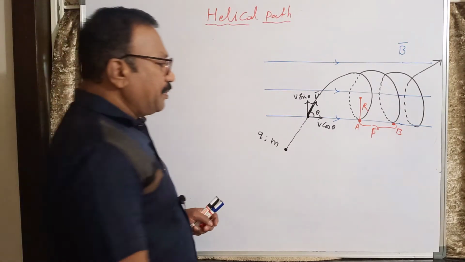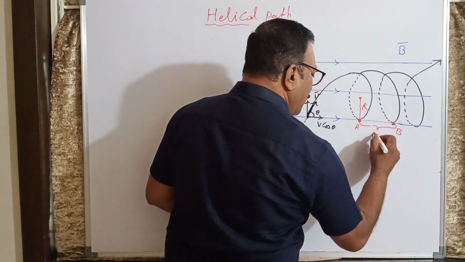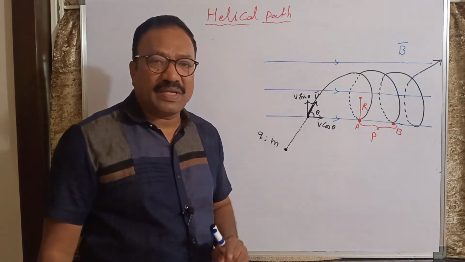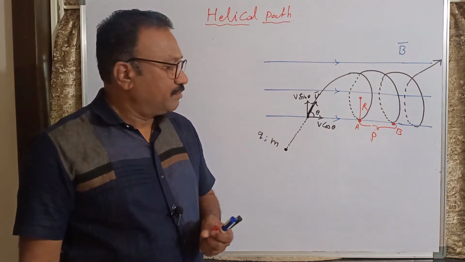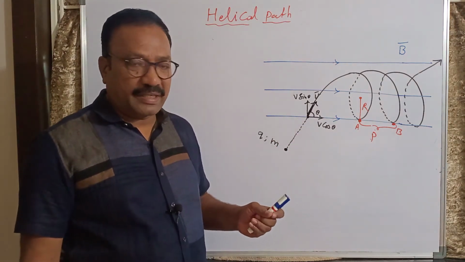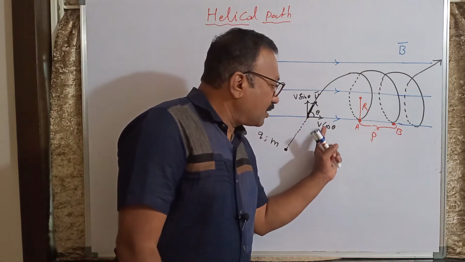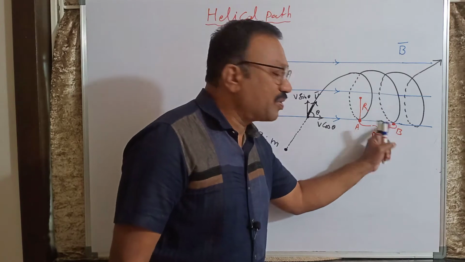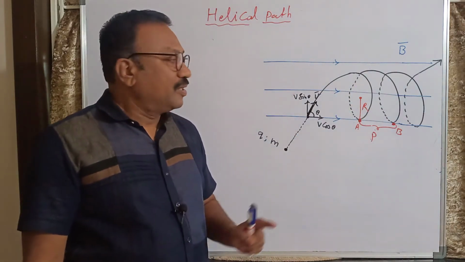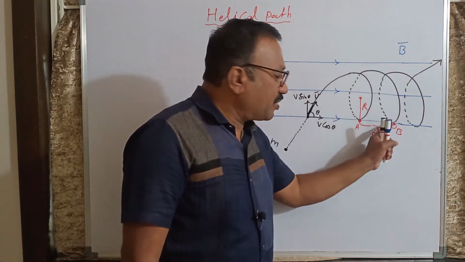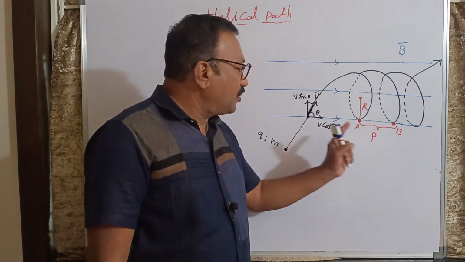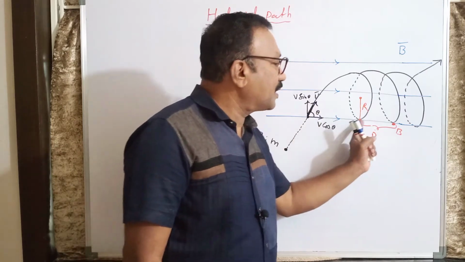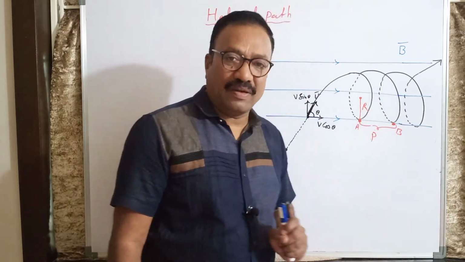In order to find the pitch of the helical path, it's a horizontal distance. So horizontal distance is equal to horizontal velocity into time, because there is no acceleration in the horizontal direction. No force is acting. So V cos theta into time. What is the time? Time taken to complete one revolution, that is called time period. So I must know the time period of revolution. Then P, that is nothing but AB, is equal to V cos theta into time taken to complete one revolution.